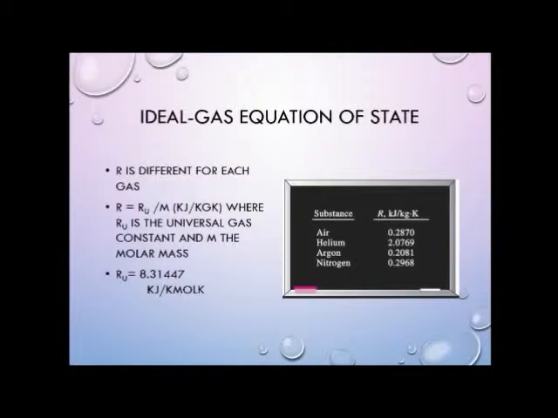Now R is different for each gas. This is a gas constant, so this will depend upon the different gases. Now R equals Ru, the universal gas constant, divided by the mass of the gas, and hence you can see this R depends upon the mass of the gas, so it is different for each of the gases. But remember, Ru is a universal gas constant and it is constant for all the gases, and m is the molecular mass of the corresponding gas which you want to calculate. So in this pattern, Ru has a fixed value, that is 8.314 kilojoule per kilomole Kelvin.